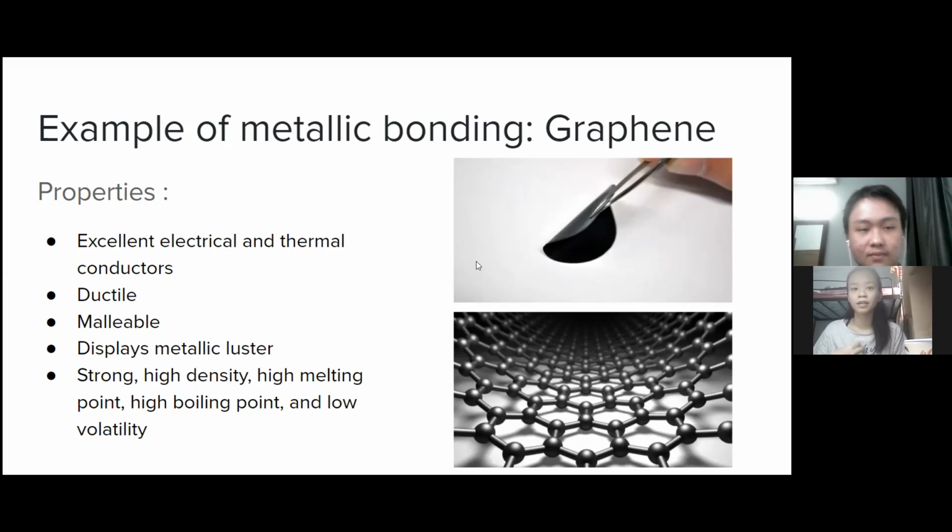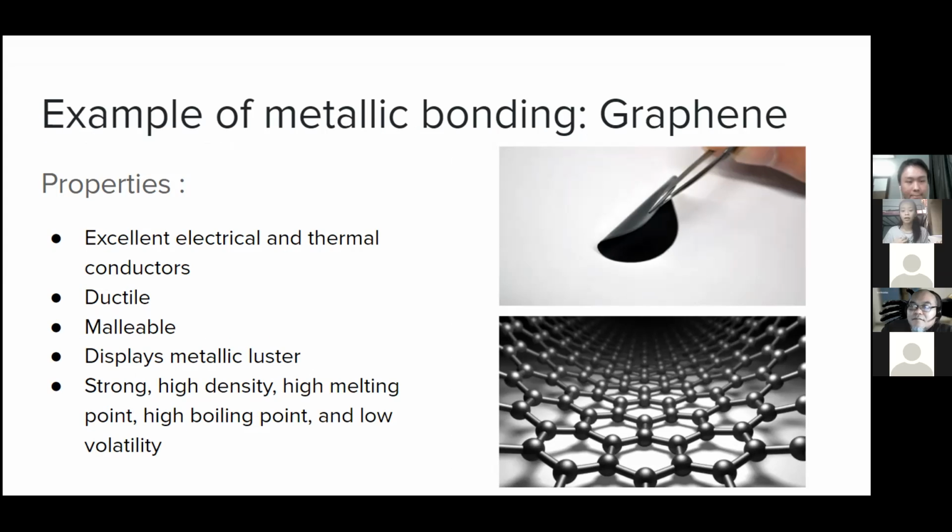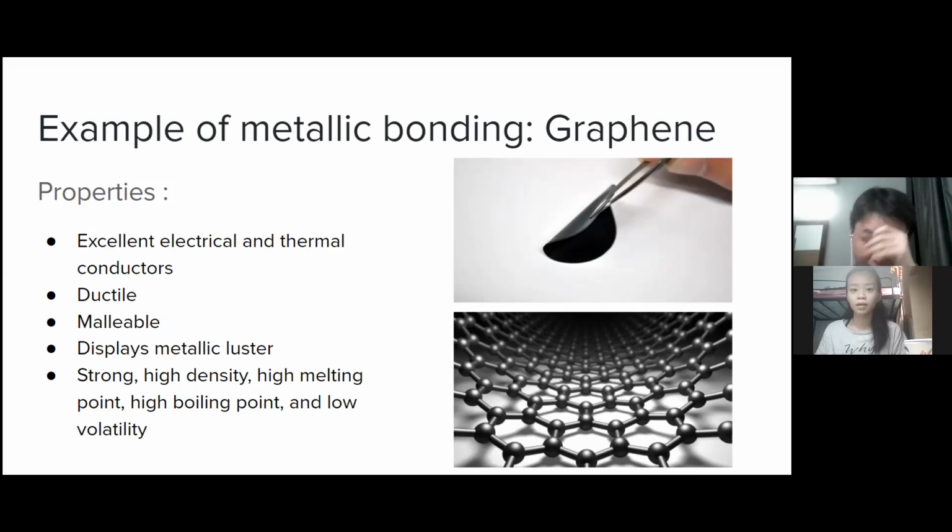And the next property, graphene is also ductile, meaning that it can be easily bent without breaking. And it is also malleable, meaning that it is easy to shape into other different shapes because the bonds in the metallic bonding are easily broken and reformed, making it very flexible to shape into other things.